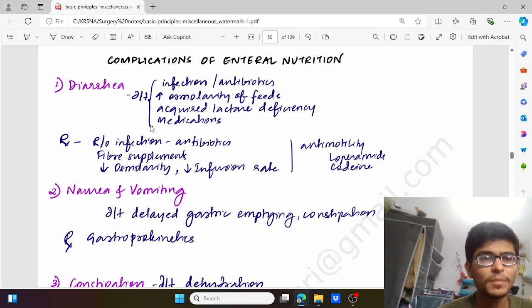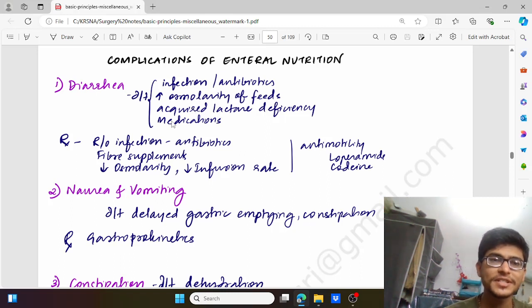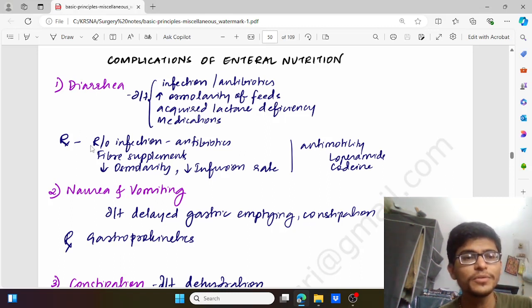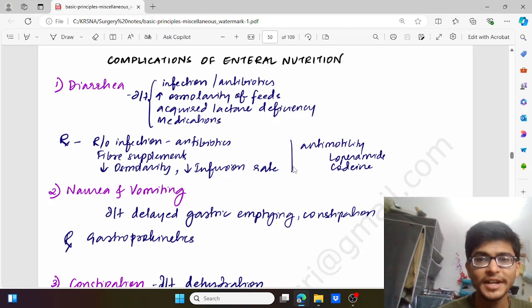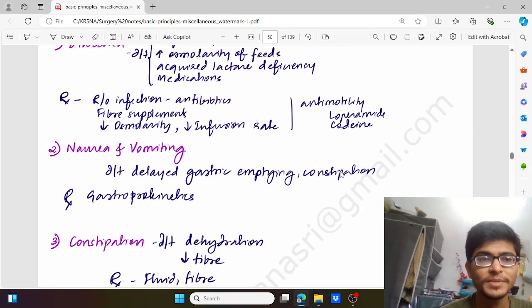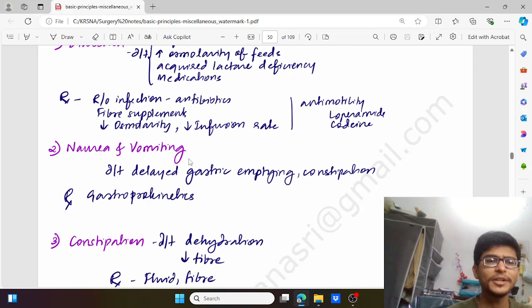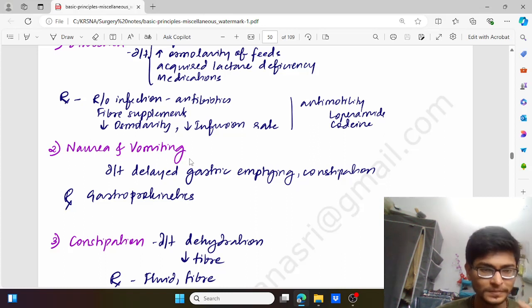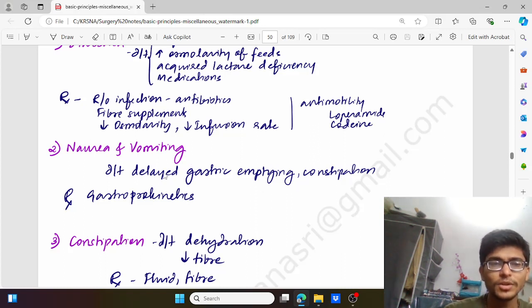So commonly it could be diarrhea, which could be due to infection or antibiotics, increased osmolarity of the feeds, acquired lactase deficiency or medication. So how do we treat them? Rule out infection if there are antibiotics, fiber supplements, decrease osmolarity, decrease infusion rate, anti-motility drugs like loperamide and codeine that can be used sometimes. Nausea and vomiting due to delayed gastric emptying.